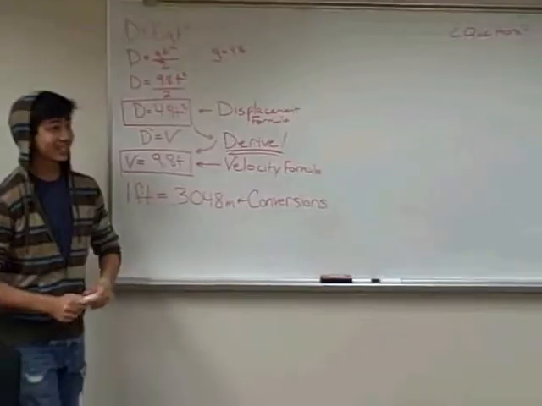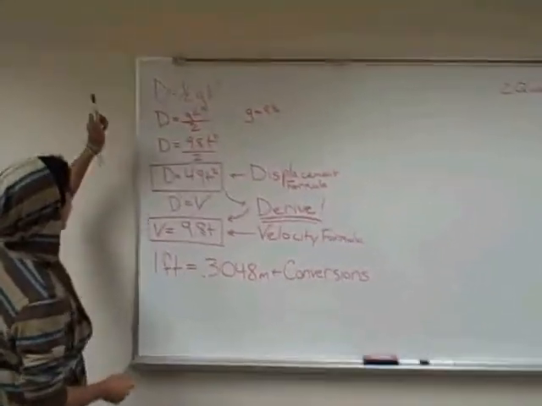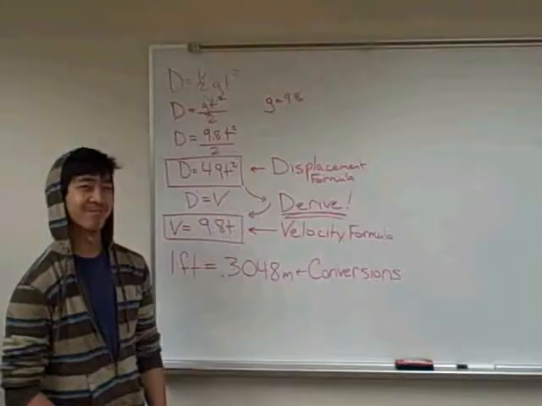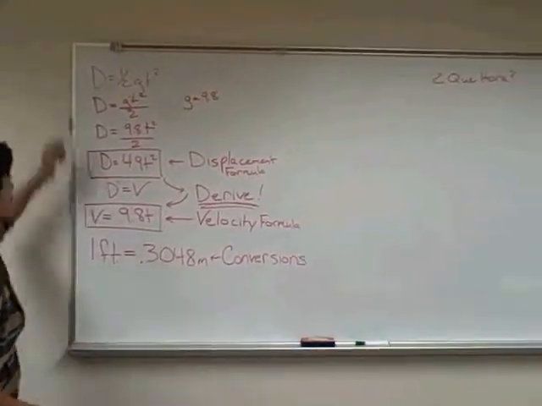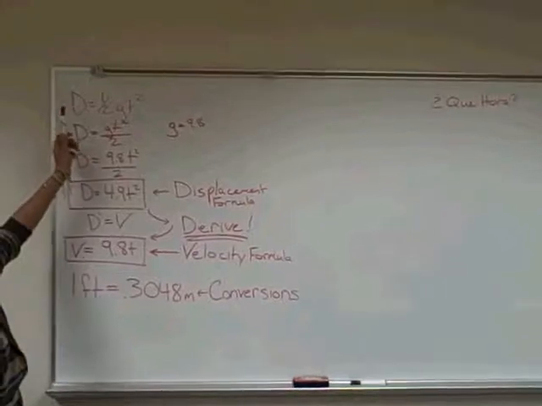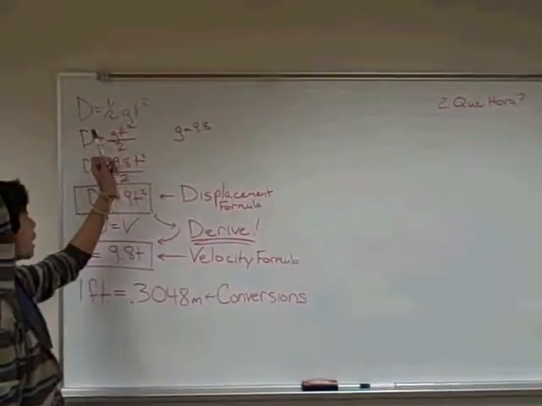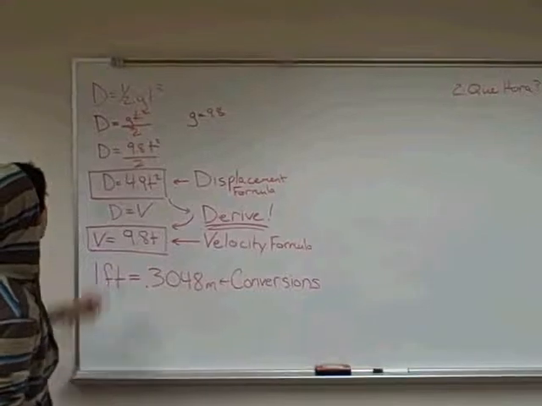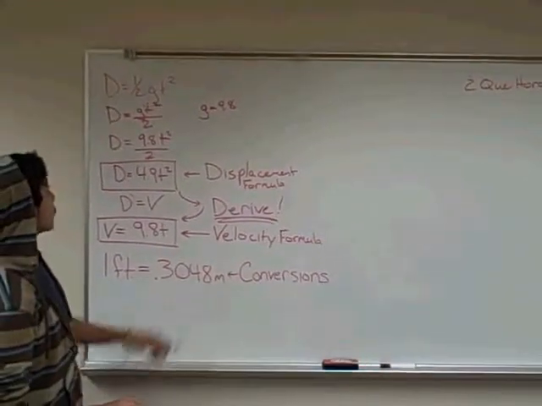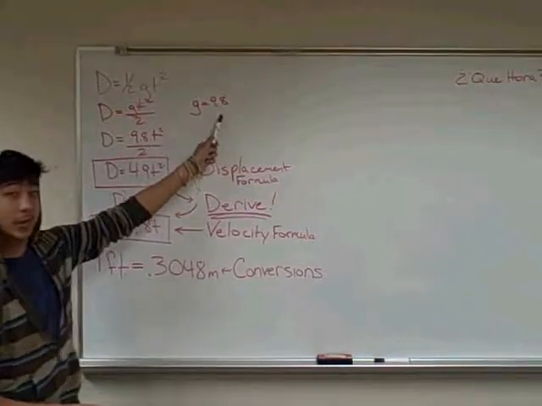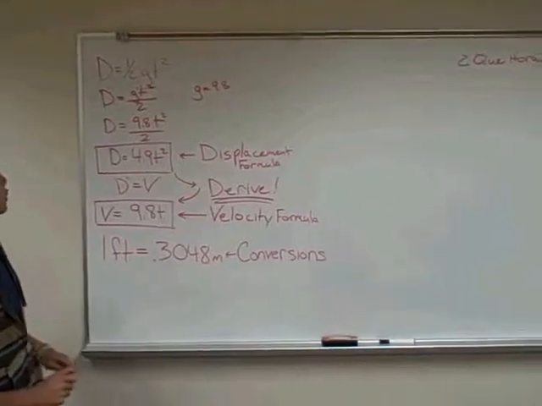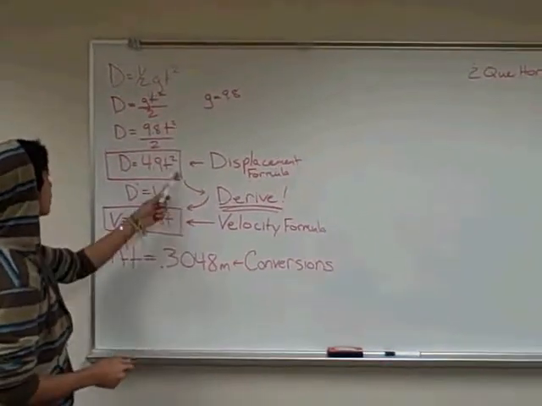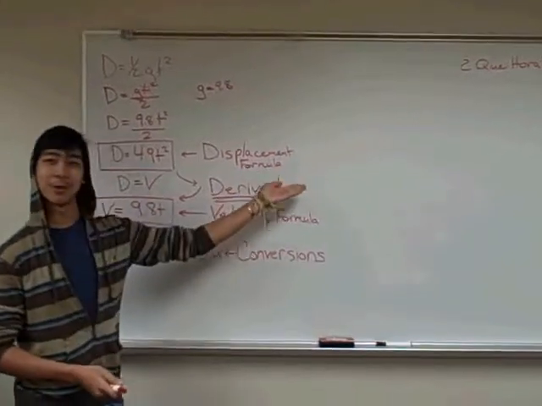Like Steve was saying, the formula for displacement is D equals 1/2 times the force of gravity times time squared. And I just rearranged it to make it a little easier. We know that the force of gravity is 9.8 meters per second squared, so we can plug that in. So 9.8 divided by 2 equals 4.9, then t squared, and there's your displacement formula.